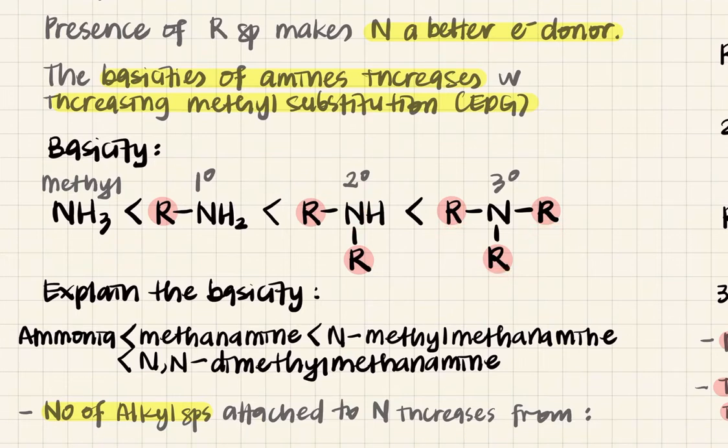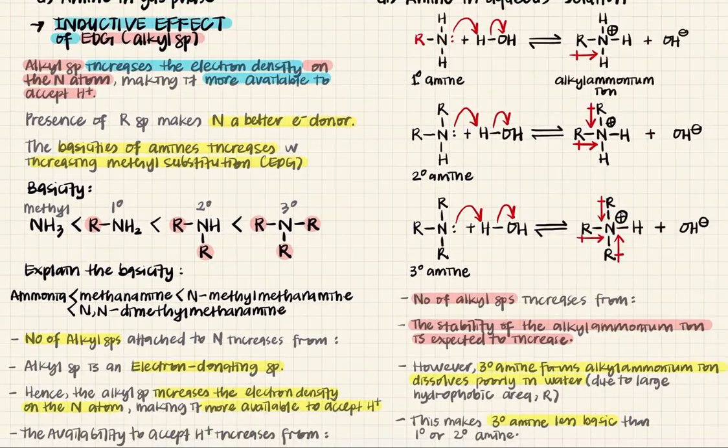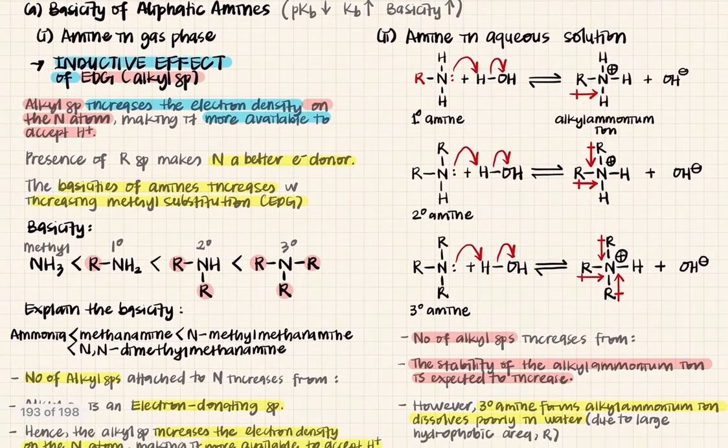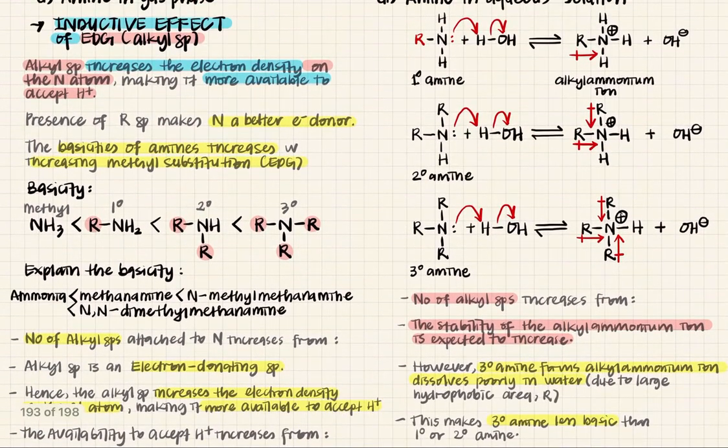Bila tertiary amine, when you have three alkyl groups, more electron density is pushed towards your nitrogen. So this makes your nitrogen here an even better electron donor, so more basic. Maksudnya awak akan tengok electron donating group je lah kalau amine tu in gas phase.